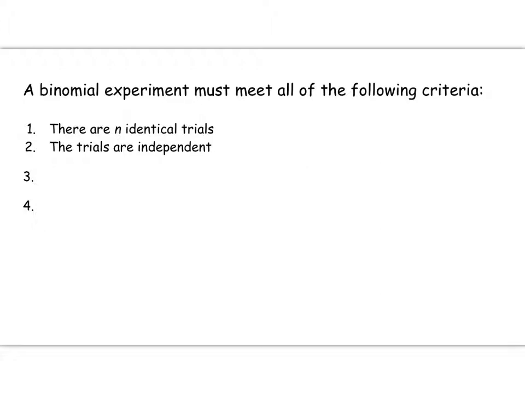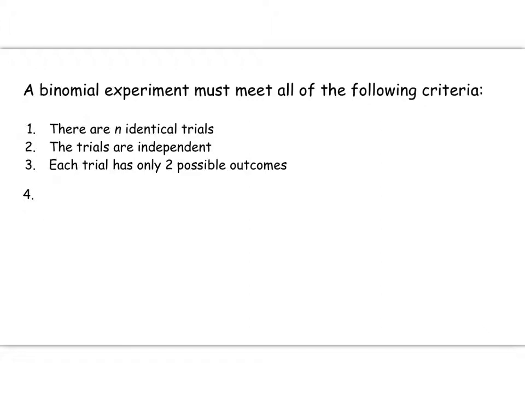The trials are independent of each other. So if I toss a coin the first time and I get a head, the second time I toss the coin, it doesn't matter what I tossed the first time. I still have a 50-50 shot of getting a head or a tail.